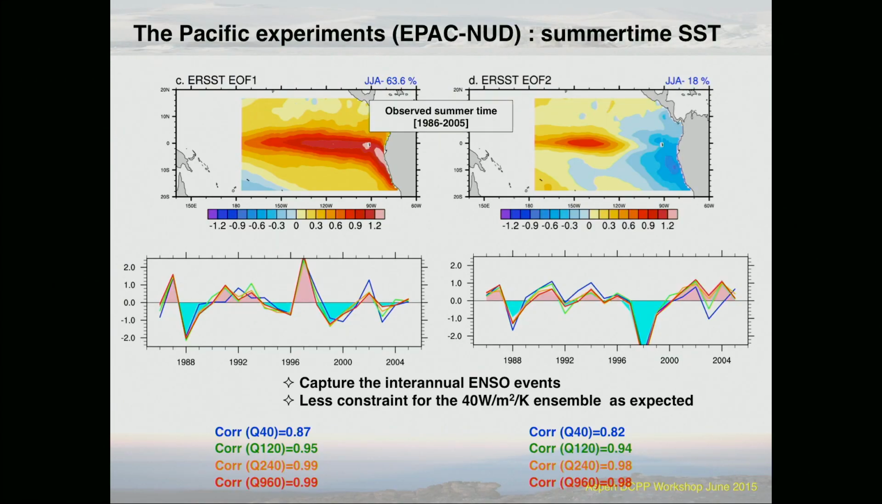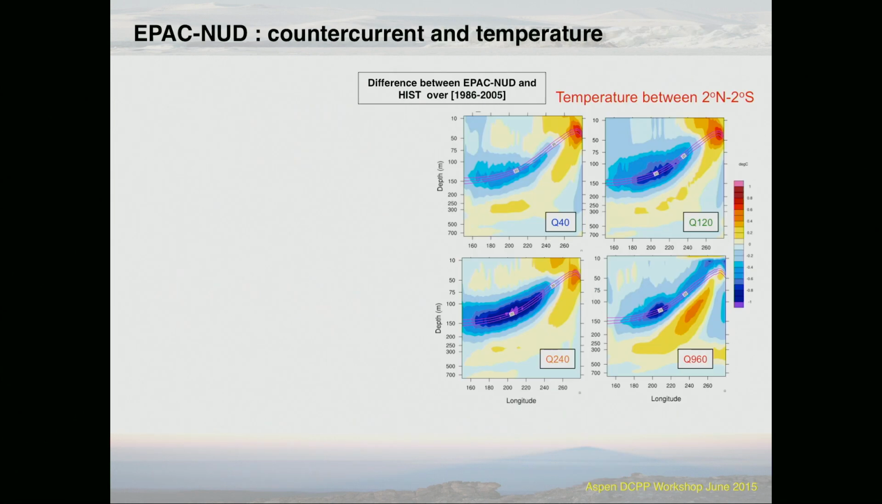So that's very quick for the Pacific pacemaker experiment. I did exactly the same thing. You recognize the first two EOFs of the SST, with the time series at the bottom. The correlation between the pacemaker experiments and the observation is very high whatever the restoring. This is the internal variability, so it's really very well constrained.